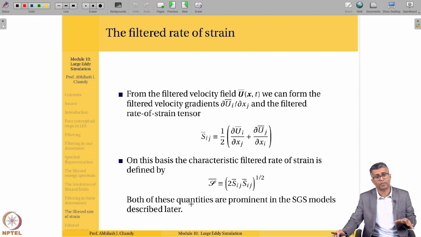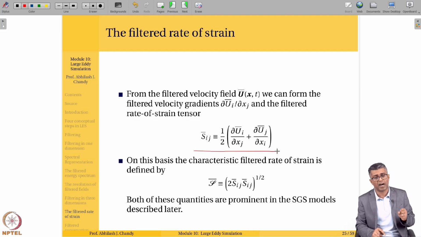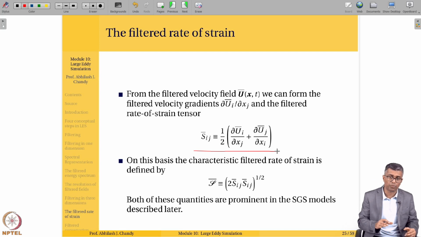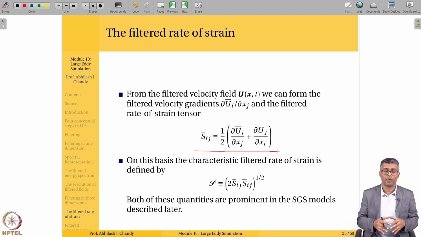Now, from the filtered velocity field, we can form filtered velocity gradients, del u bar over del xj. In that case, the filtered strain rate is given by Sij bar equals half times del xj ui bar plus del xi uj bar. The reason we have moved to the filtered strain rate is that we are getting to the point where we will derive the filtered equations, and some unclosed terms will pop up, related to the strain rate.